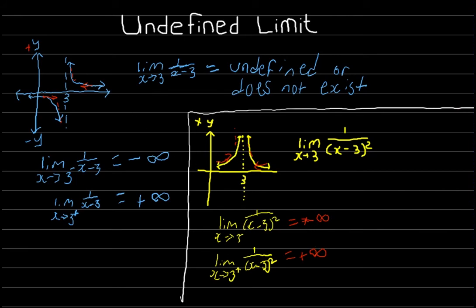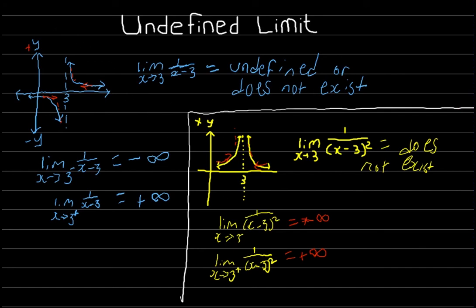Now, in our conclusion, we can see that this graph is unbounded. So we conclude that the limit of 1 over x minus 3 all squared as x tends to 3 does not exist. It does not exist because it is unbounded. See, this part of the graph is unbounded.